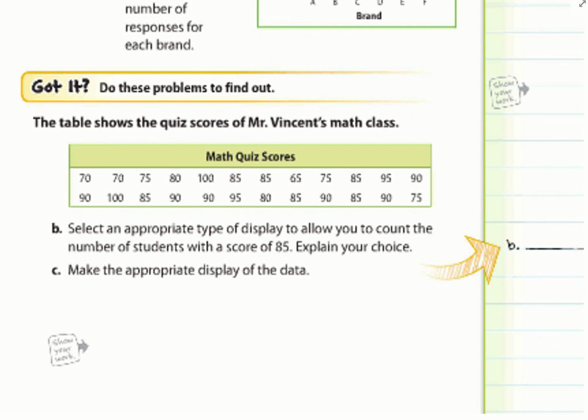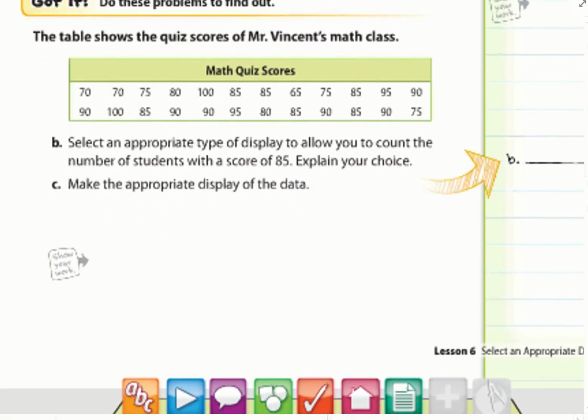So the table shows the quiz scores of Mr. Vincent's class. Select an appropriate type of display to allow you to count the number of students with a score of 85. Explain your choice. So go ahead and pause the video. So my choice is going to be a line plot because that can tell me exactly how many people had a score of 85.